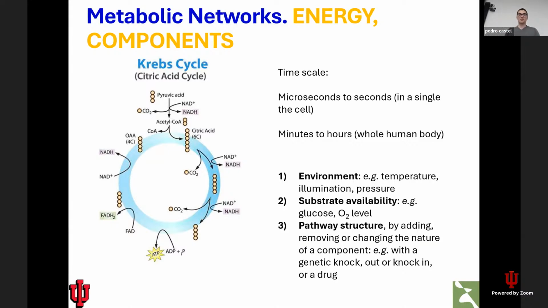And why would you work with metabolic networks? So the scientific or the research interest in this is, for example, learning how the environment affects it, how the substrate availability affects it, and of course the pathway structure. If you add a component, let's say you add fat to the Krebs cycle, what happens? Or you take out fat, what happens? It definitely behaves different.